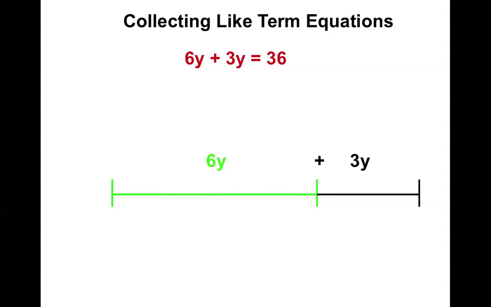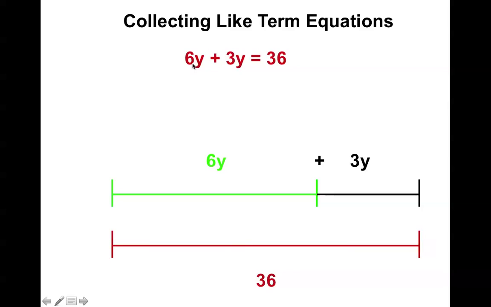Hopefully you notice that I've got 6 y's and 3 y's. And all of that equals 36. Well, what I'm hoping you've realized is that if we have 6 y's and 3 y's, just like I have 6 cookies and 3 cookies, I could easily say that I have 9 y's here just as easily as I could say I have 9 cookies. So 6 y's plus 3 y's will equal 9 y's.